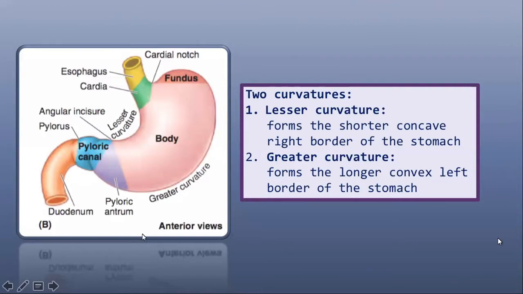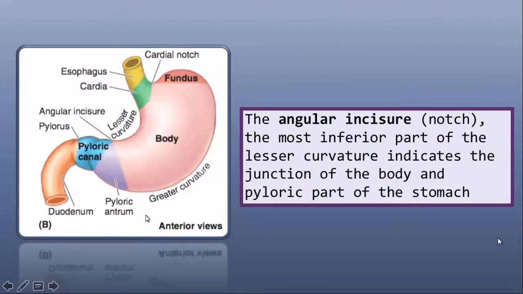Lesser curvature, greater curvature. Now, the lowest most part of your lesser curvature, you call that your angular incisure. That is the most inferior part and that indicates the junction of the body and your pyloric part. That's your angular incisure. Not very prominent here, but in some images, you will be able to appreciate your angular incisure.